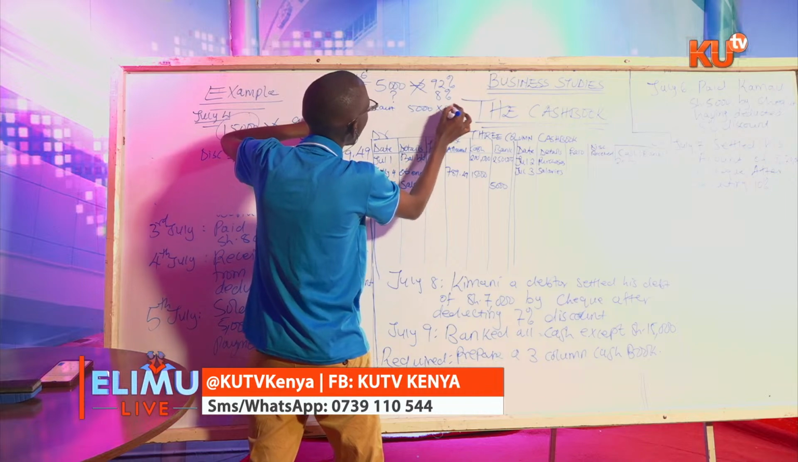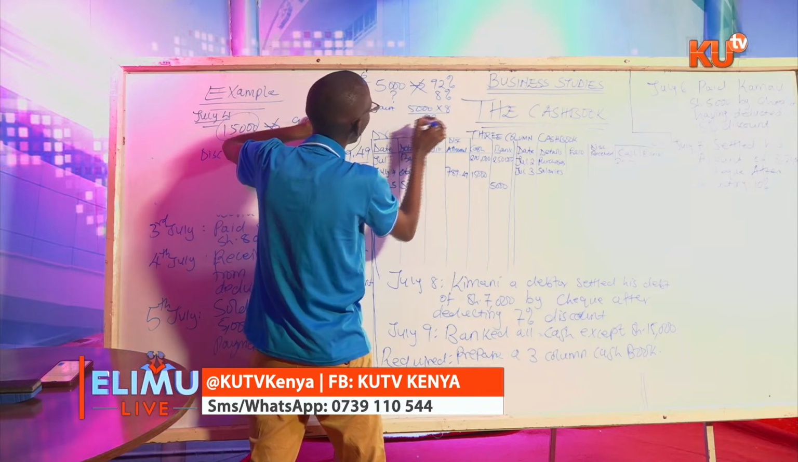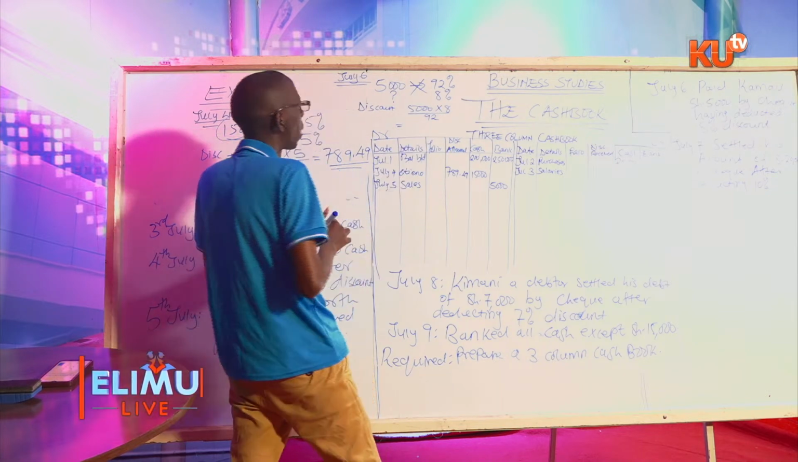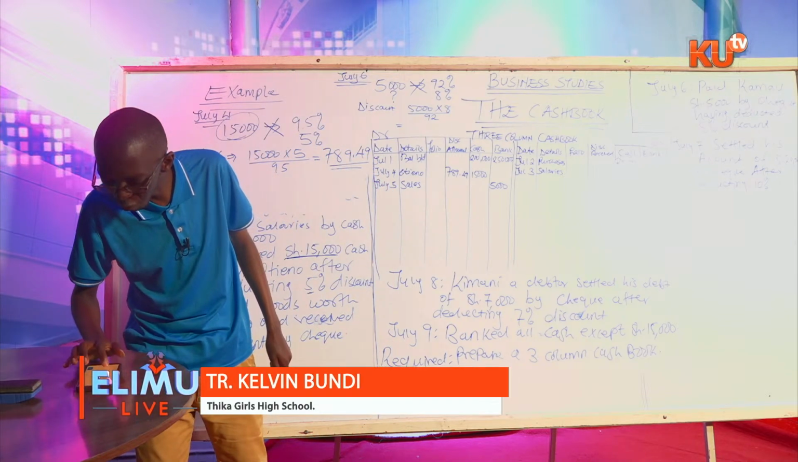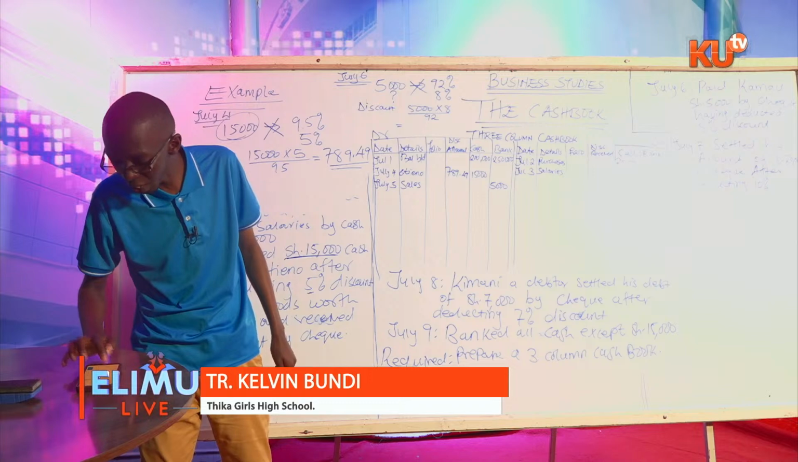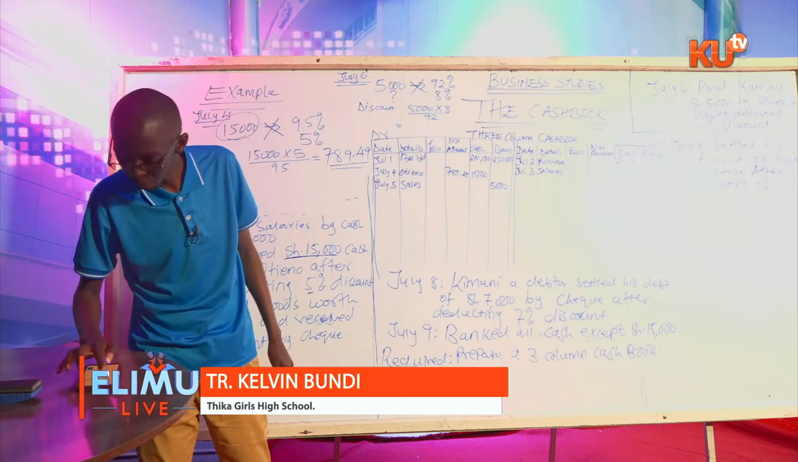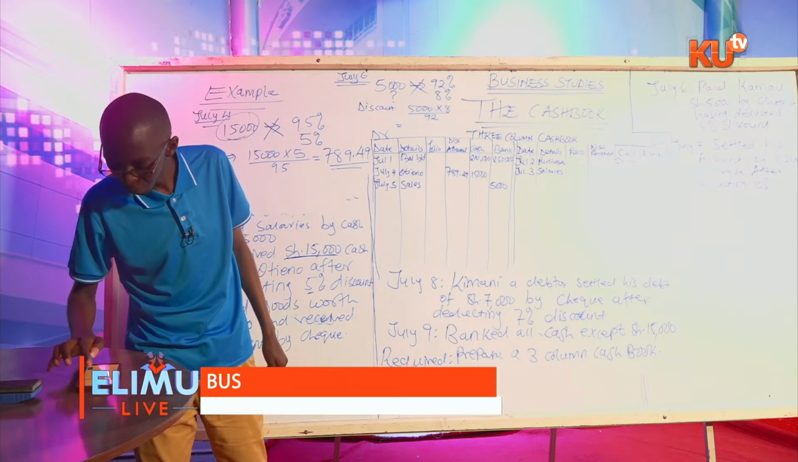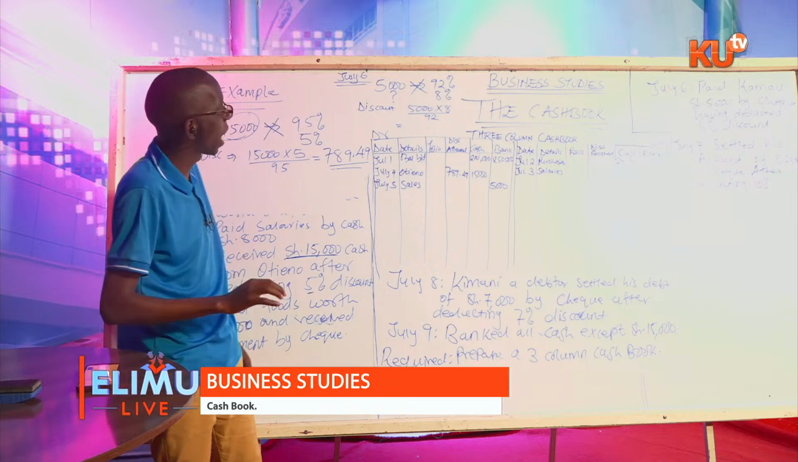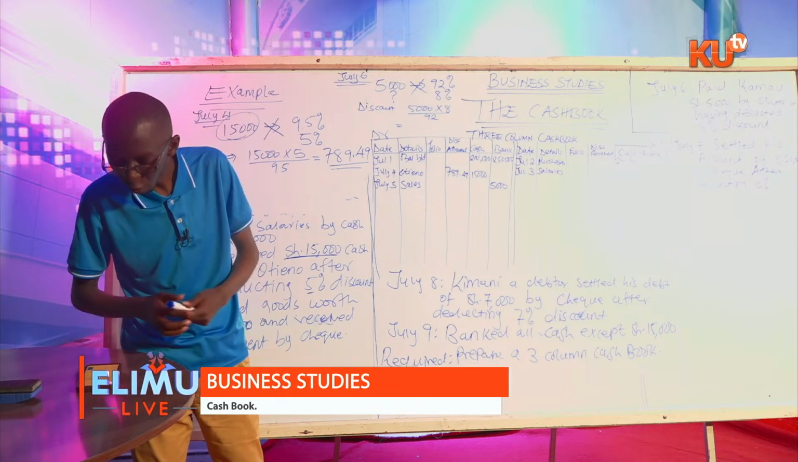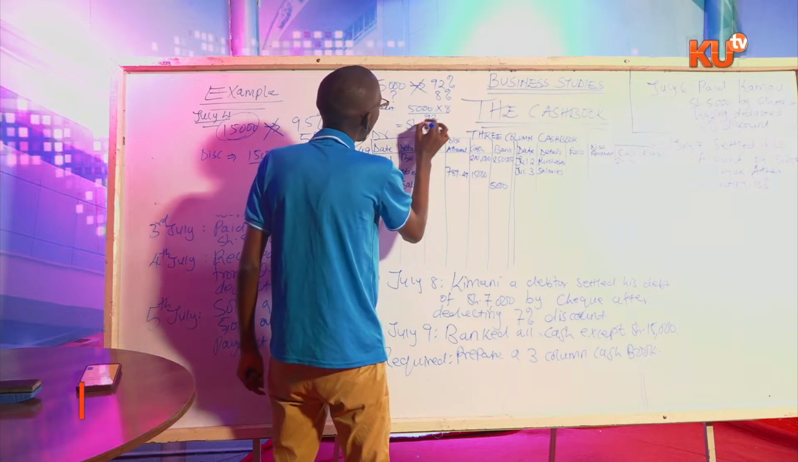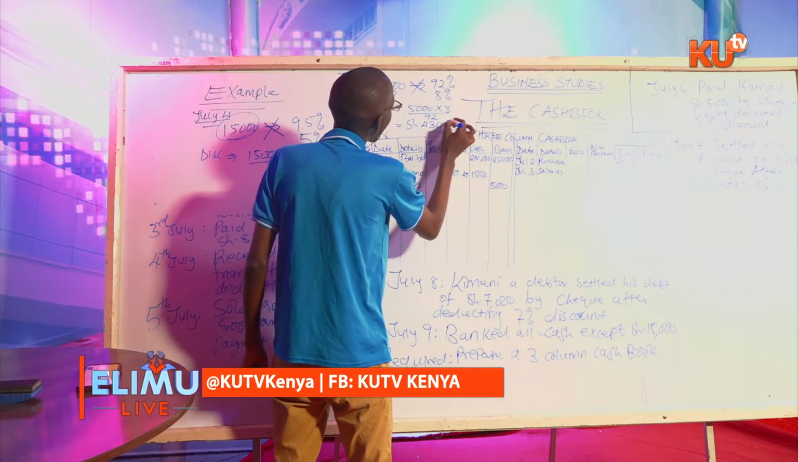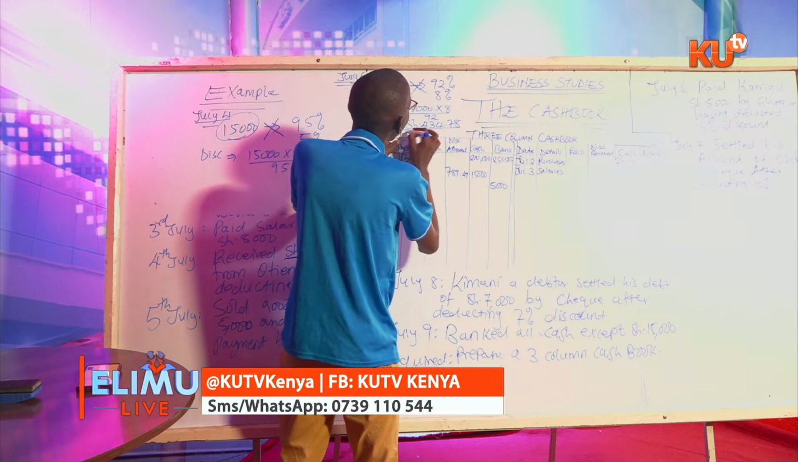5,000 times 8 over 92. So the discount there will be, I know you have your calculators at home. Let me assist you. 5,000 times 8 divided by 92. 434.78. This is the discount.